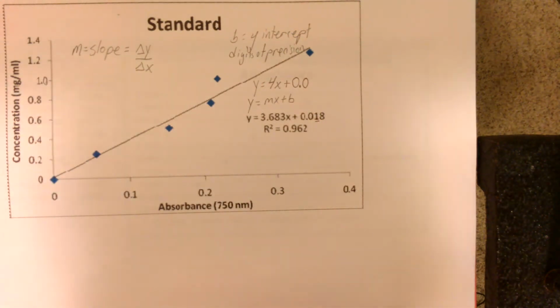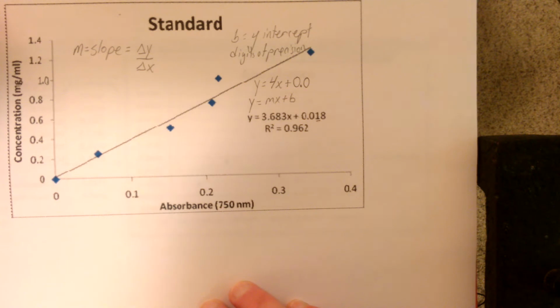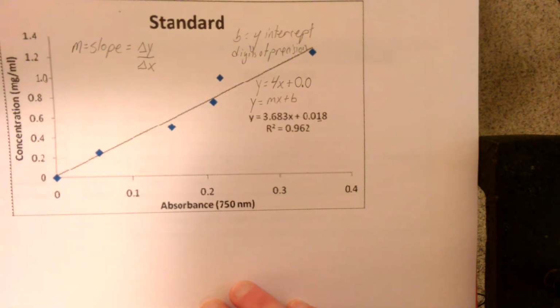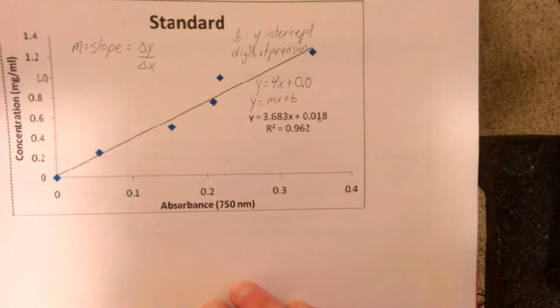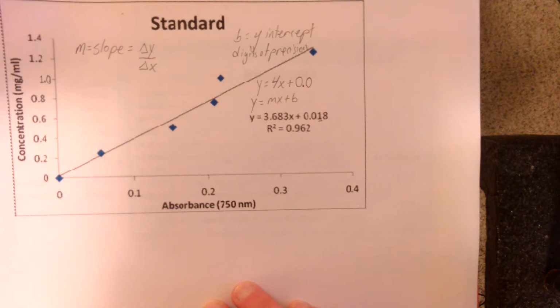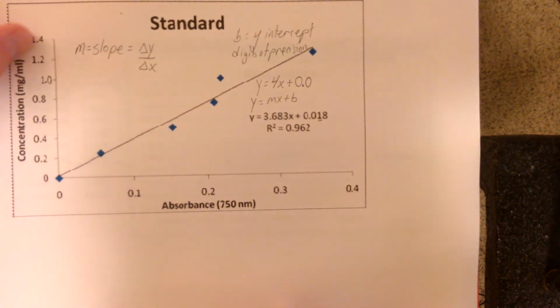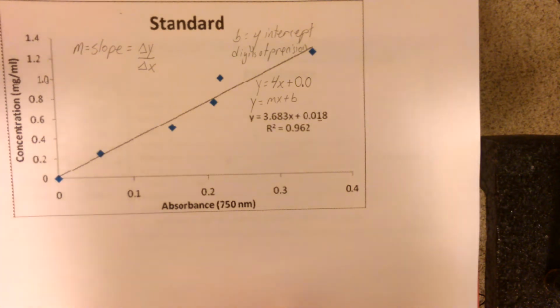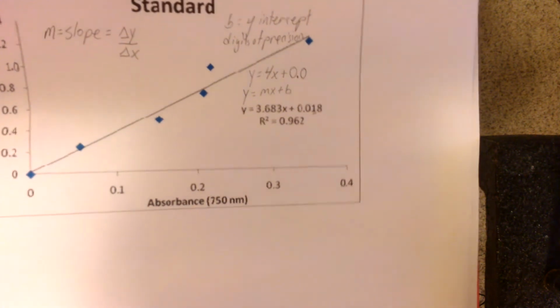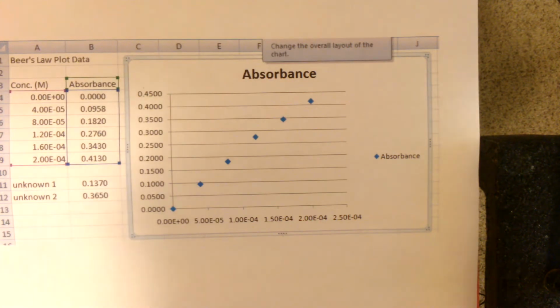So slope is a division calculation, so we look at significant figure numbers, and y-intercept is based off of the plot on the y-axis, so we look at the digits of precision. So let's look at one more example.